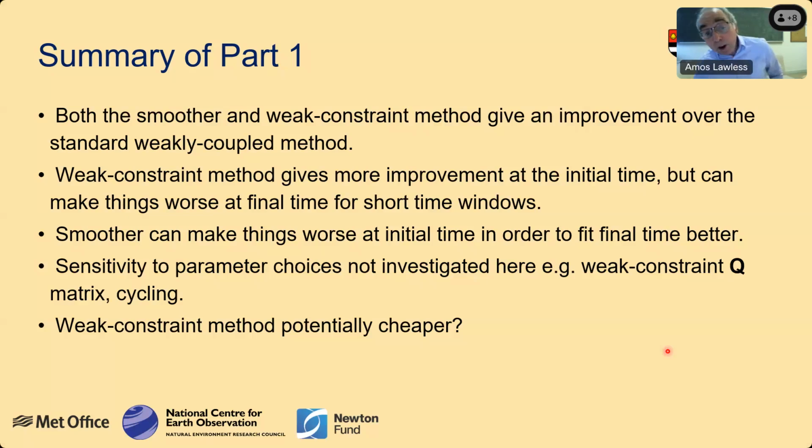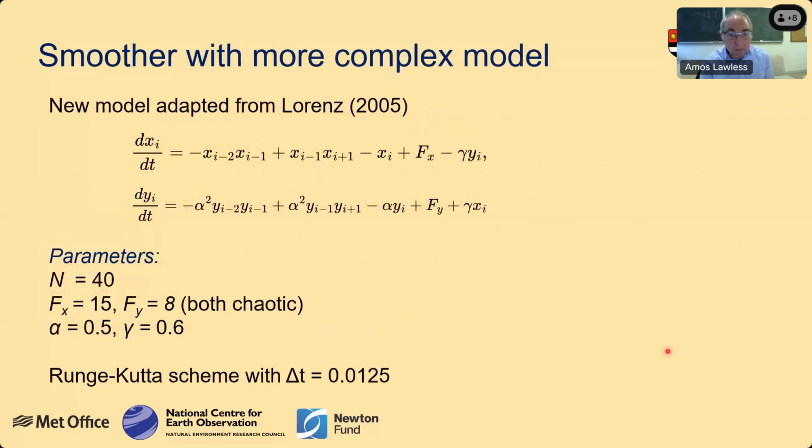Since then, and a little bit of the smoother method I presented last year at ISDA, we've developed a new model for further examination of the smoother method, but not yet the weak constraint method. We wanted a slightly more complex, idealized model, which was less chaotic, or less sensitive to very small perturbations, but still chaotic.